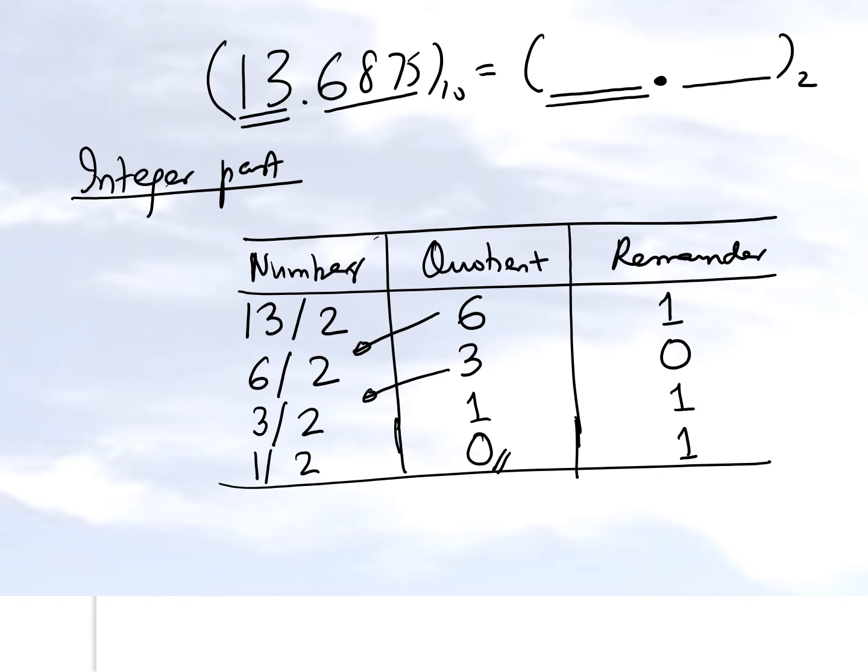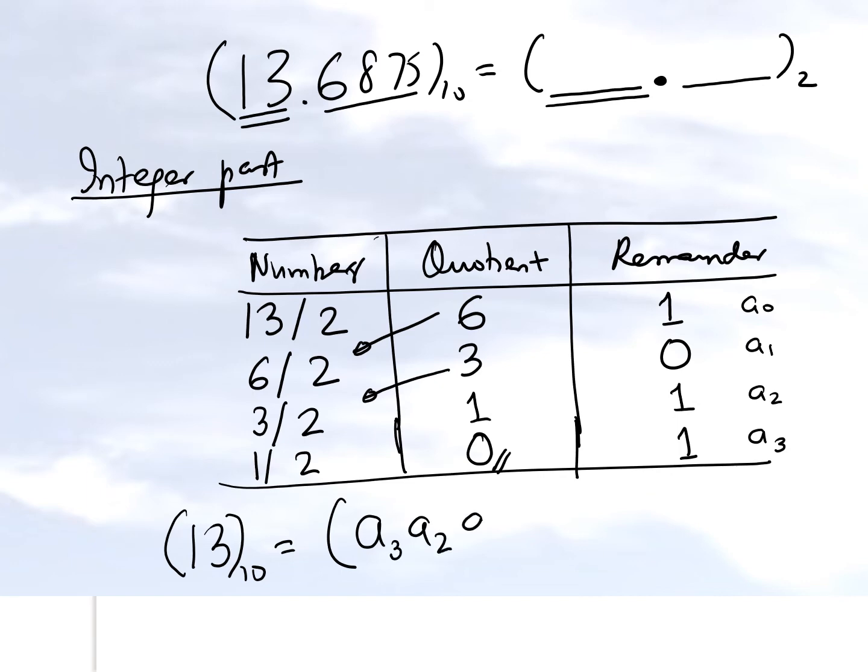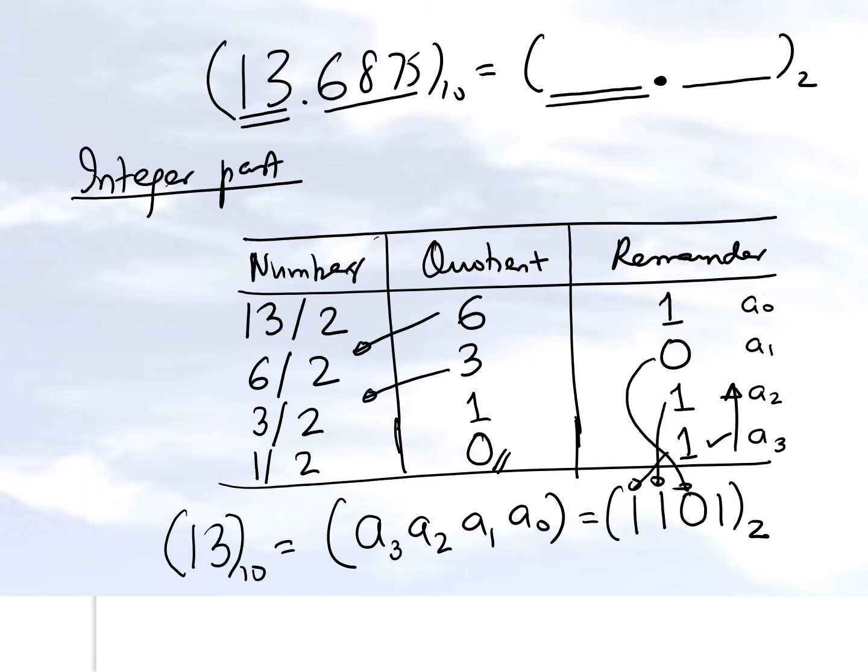So we're going to call this A naught, this A1, this A2, and this A3. So basically what it means is that this 13 base 10 actually is the number A3, A2, A1, and A naught. And so what that means is that the number is 1, 1, 0, 1, base 2. So you start from the last one and you go upwards if you want to write the number. 1 goes here, this 1 goes here, this 0 goes here, and this 1 goes here. That's how you have to write the number.